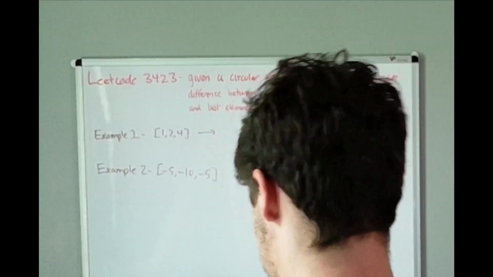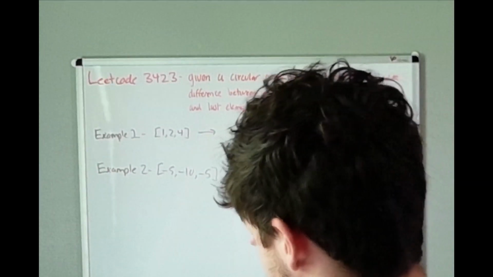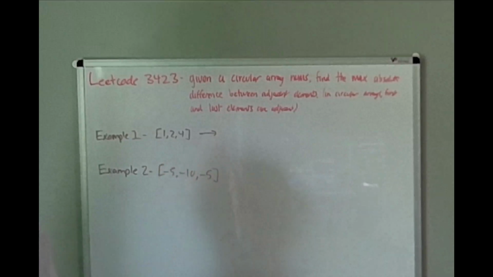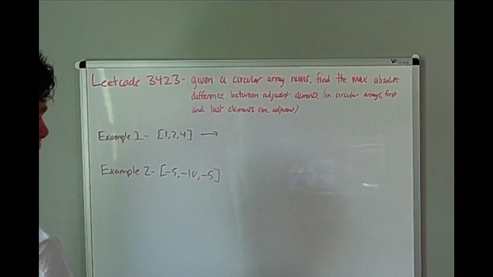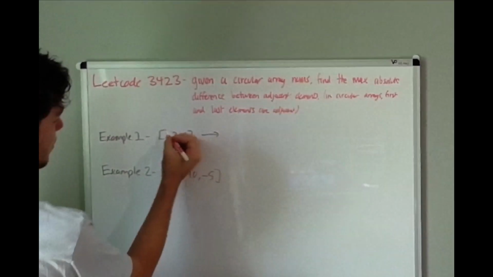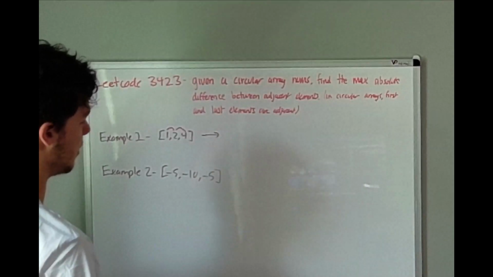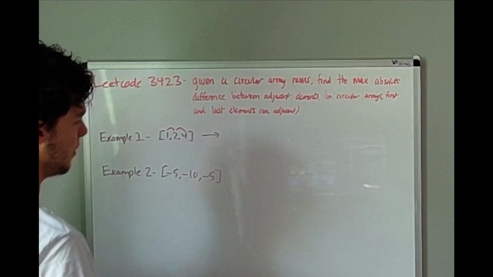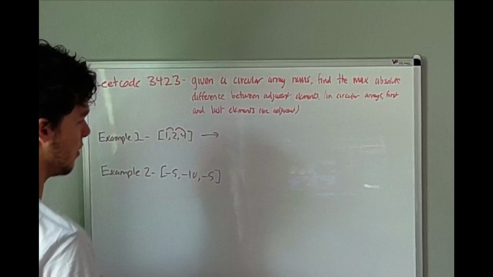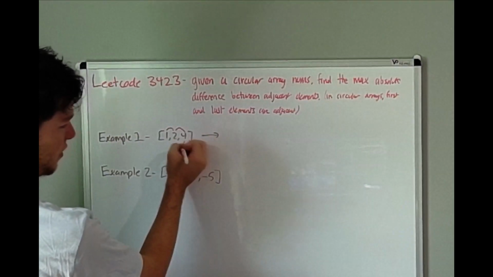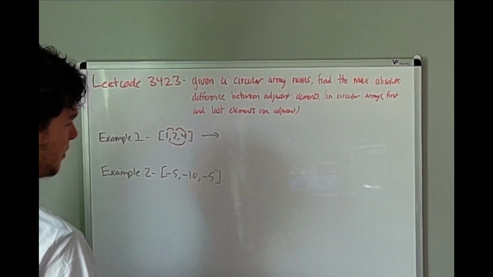Alright, so I've already written the question and examples on the whiteboard. Let's just run through it, see how we can code it up. So for 1, 2, and 4, I'm assuming how we're going to do this is we're going to look at the first two elements. We're going to look at each adjacent element, and then we're going to calculate the difference. And then once we reach the end of the array, we're just going to do an extra step where we look at the first and last elements.